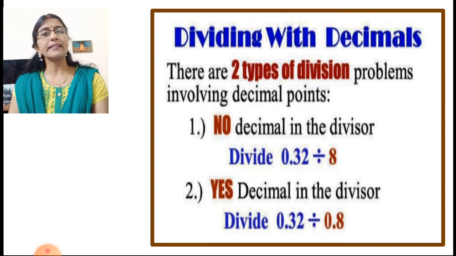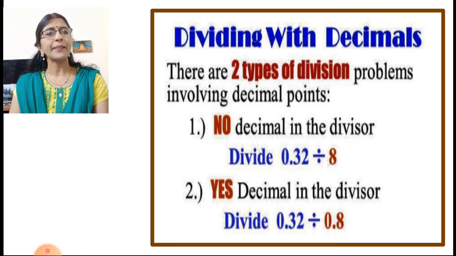Next one, you can see a decimal point is there in the divisor. So how to do it? When you are dividing a number, you know divisor and dividend, we have already learned. So 0.32 is the dividend and in the next one you can see 0.8 is the divisor.